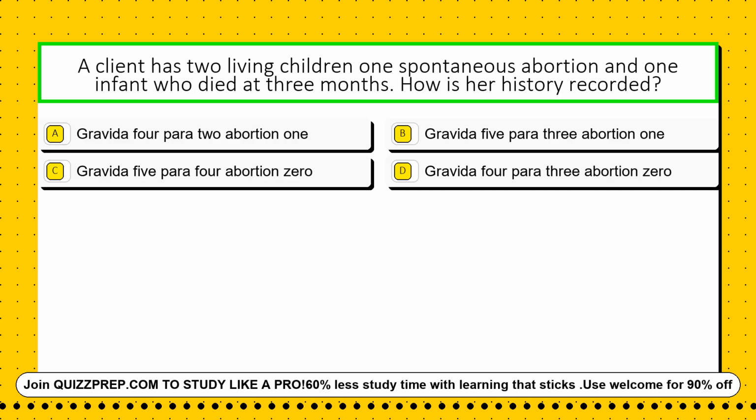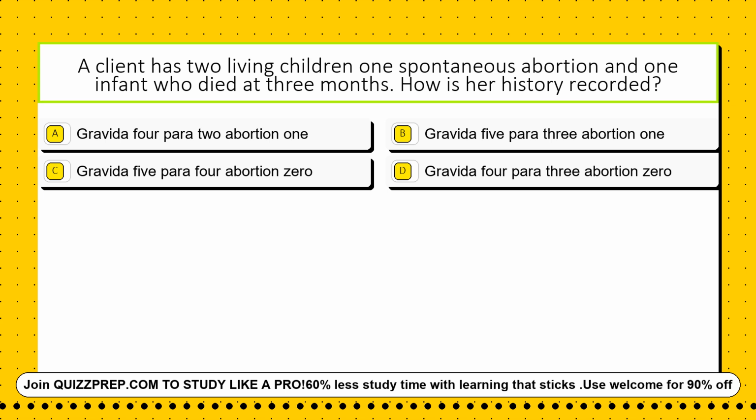Question 80. A client has 2 living children, 1 spontaneous abortion and 1 infant who died at 3 months. How is her history recorded? Option A, gravida 4 para 2 abortion 1. Option B, gravida 5 para 3 abortion 1. Option C, gravida 5 para 4 abortion 0. Option D, gravida 4 para 3 abortion 0.